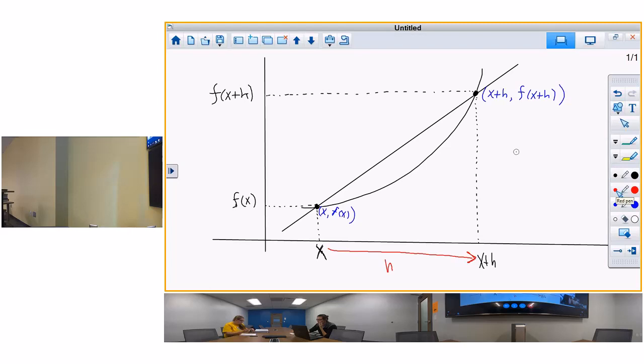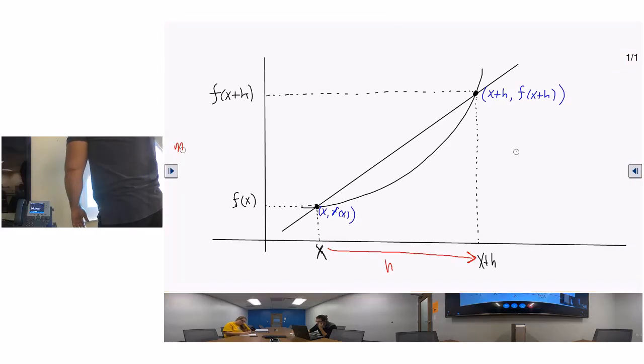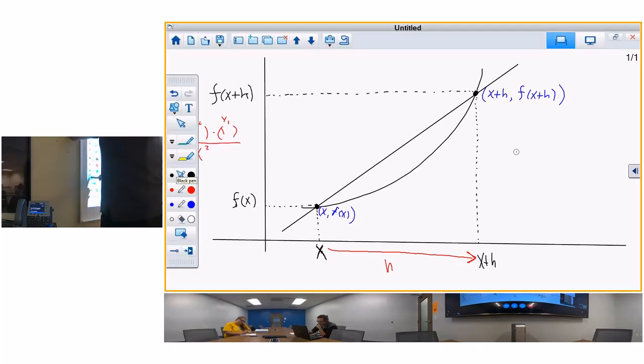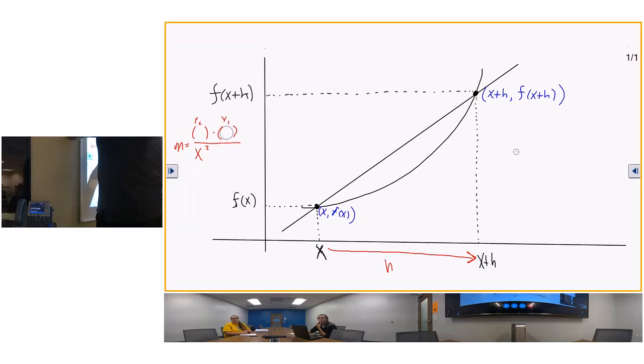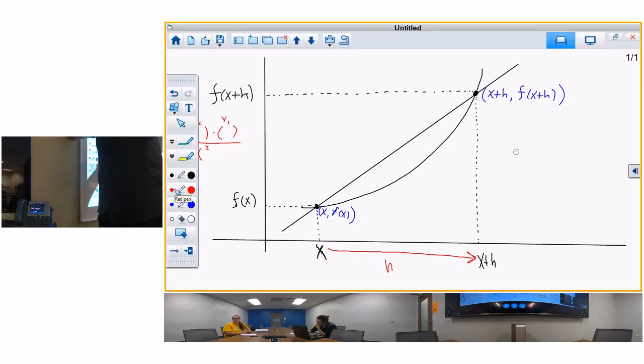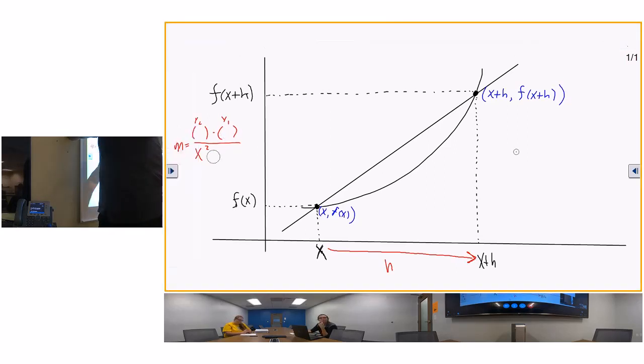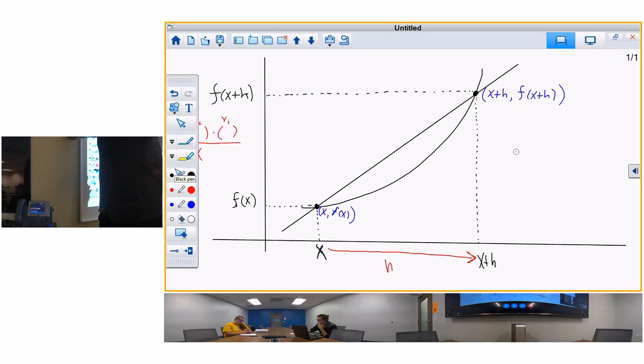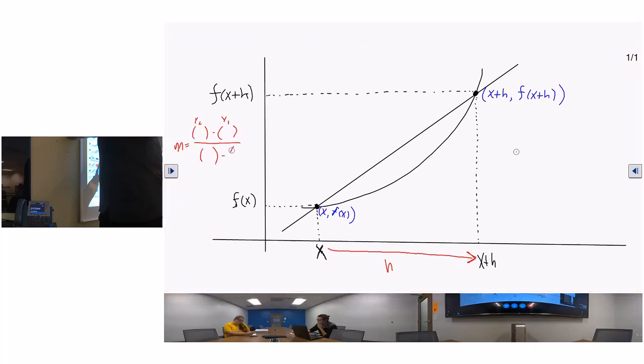m is equal to y sub 2 minus y sub 1 over x sub 2 minus x sub 1.